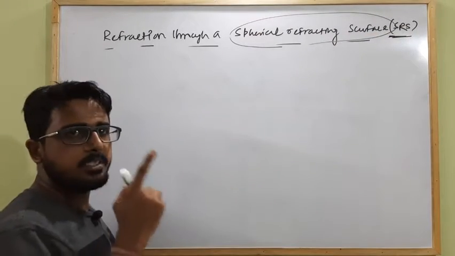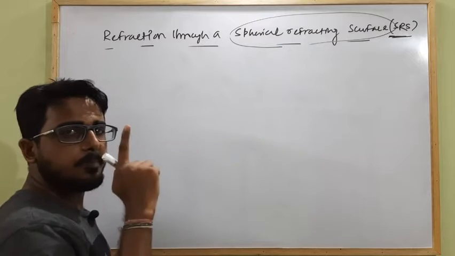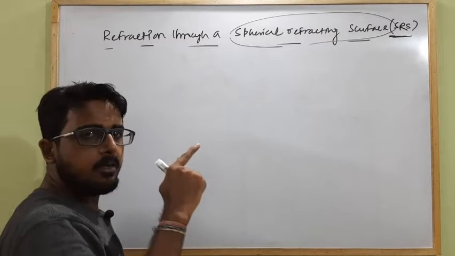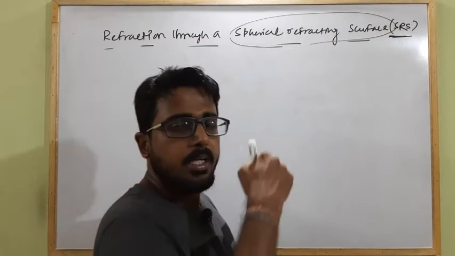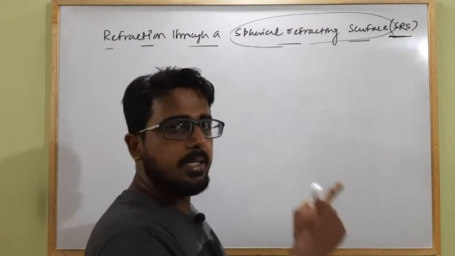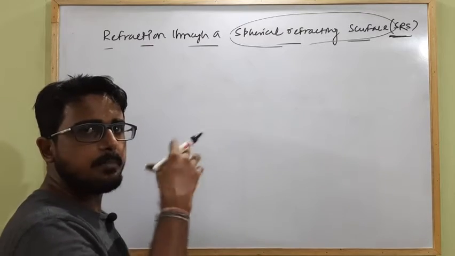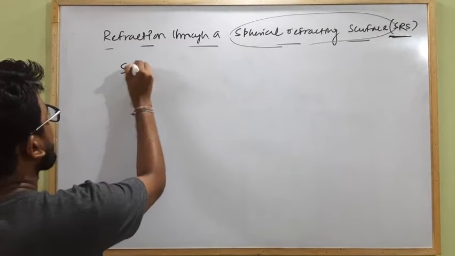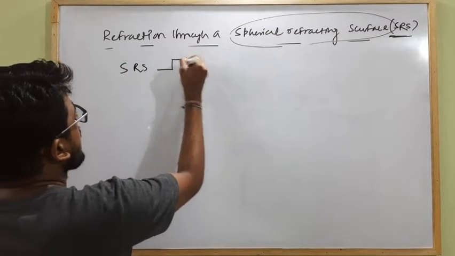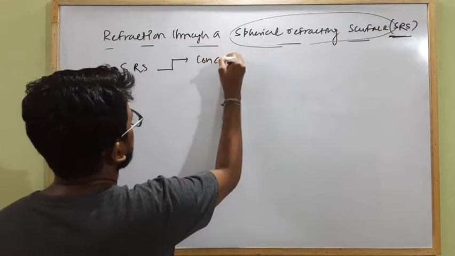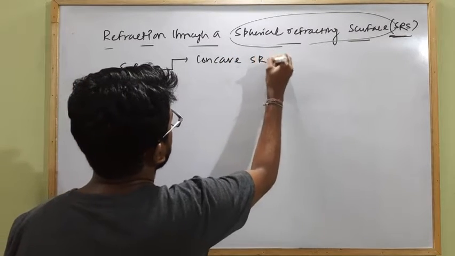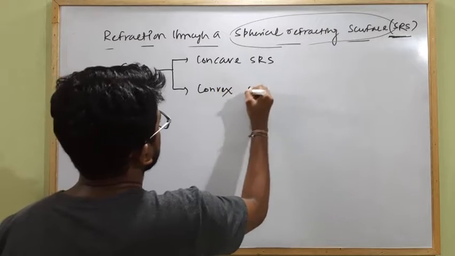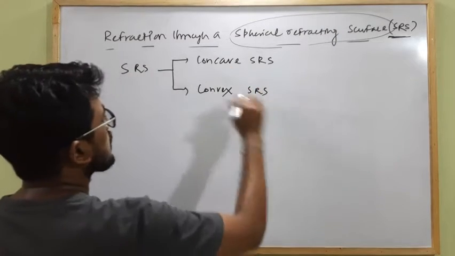A spherical refracting surface is a surface which is a part of a sphere, like we already studied in the spherical mirror, that it is a part of a hollow spherical glass. Similarly, the spherical refracting surface is a part of a glass sphere. So the spherical refracting surfaces, SRS, are of two types: concave spherical refracting surface and convex spherical refracting surface.